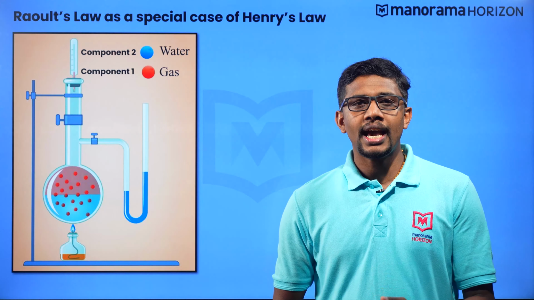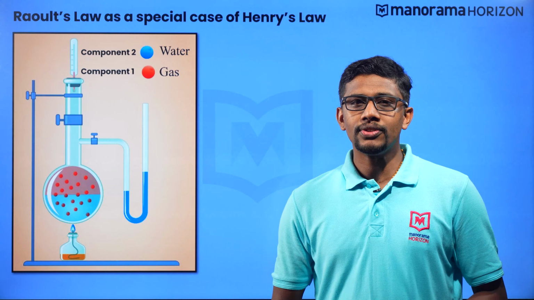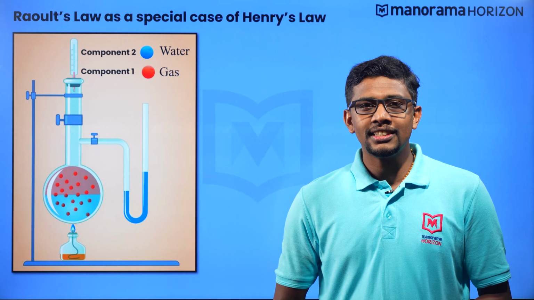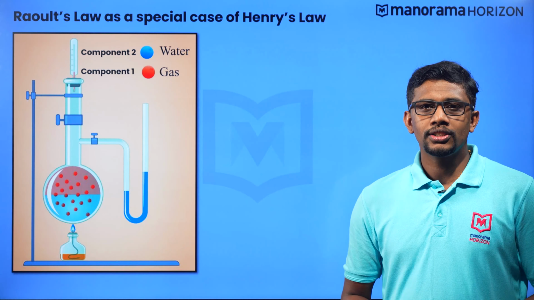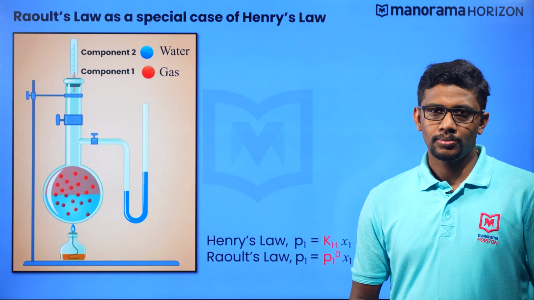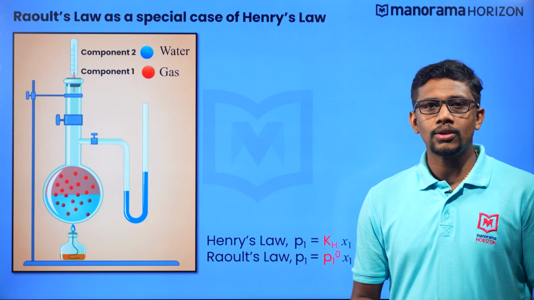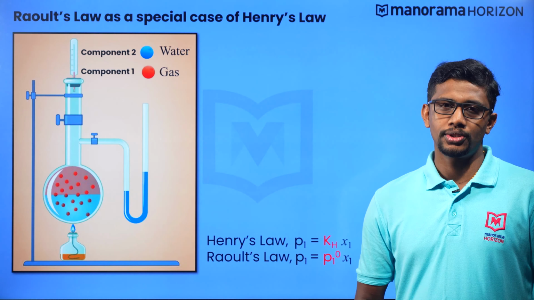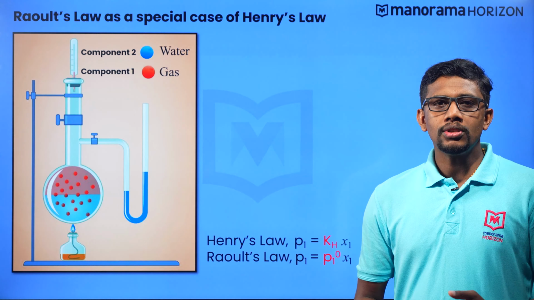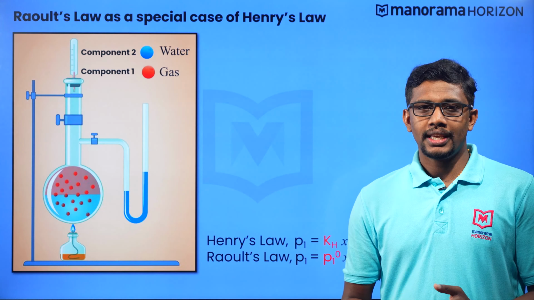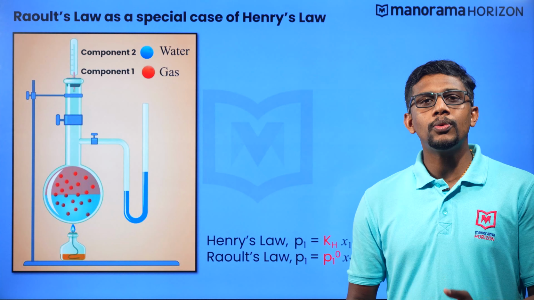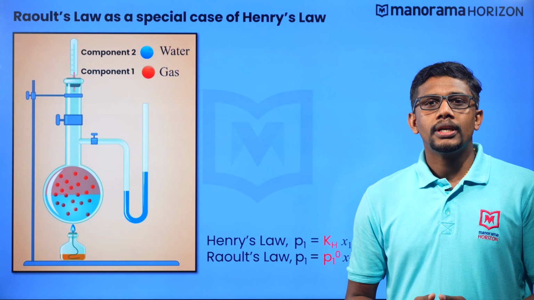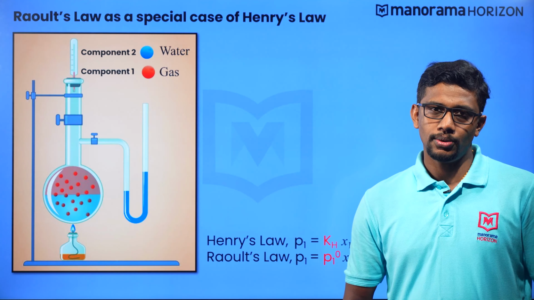In a solution of gas in a liquid, that is, if one of the components, say component 1, is highly volatile such that it exists as a gas, here the solubility is given by Henry's law. The partial pressure of the volatile component 1 is directly proportional to its mole fraction x1 in solution. Comparing with Raoult's law, the proportionality constant Kh in Henry's law can be equated to P1⁰. Therefore, we may say Raoult's law is a special case of Henry's law.